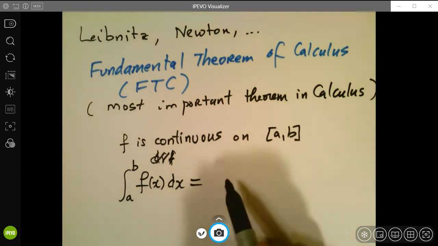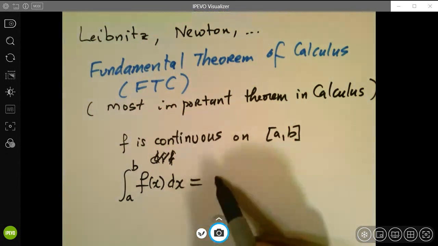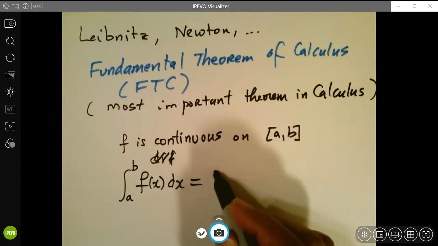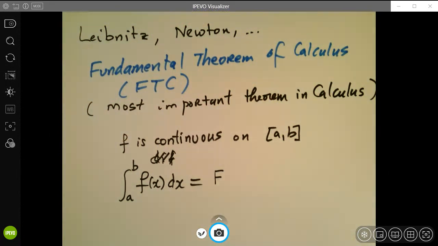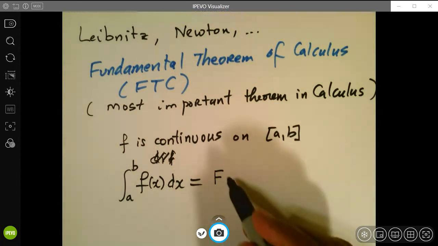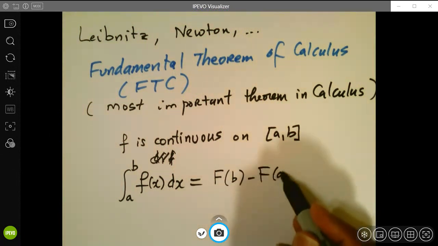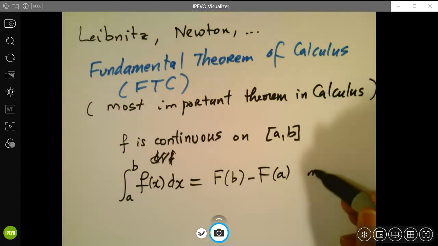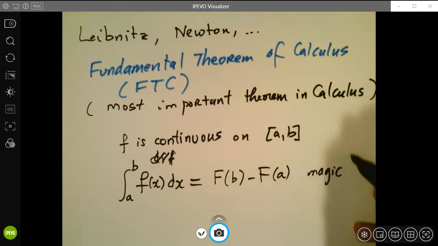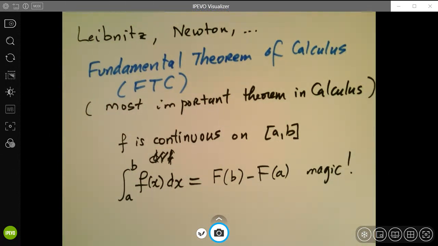The magic of this theorem is that you just take an antiderivative. You remember, the antiderivative F of b minus F of a. Magic. Very beautiful theorem. I don't know if you can see, this theorem is a really very nice shortcut. And F is just an antiderivative.